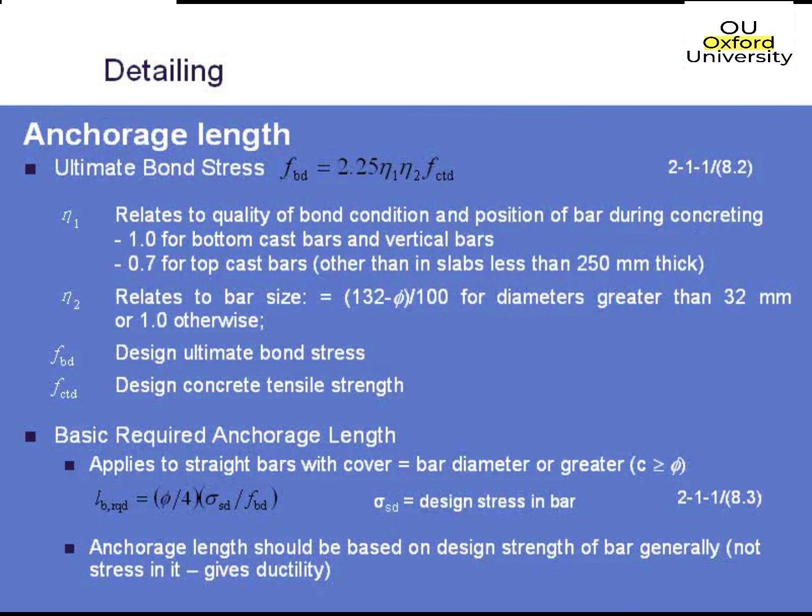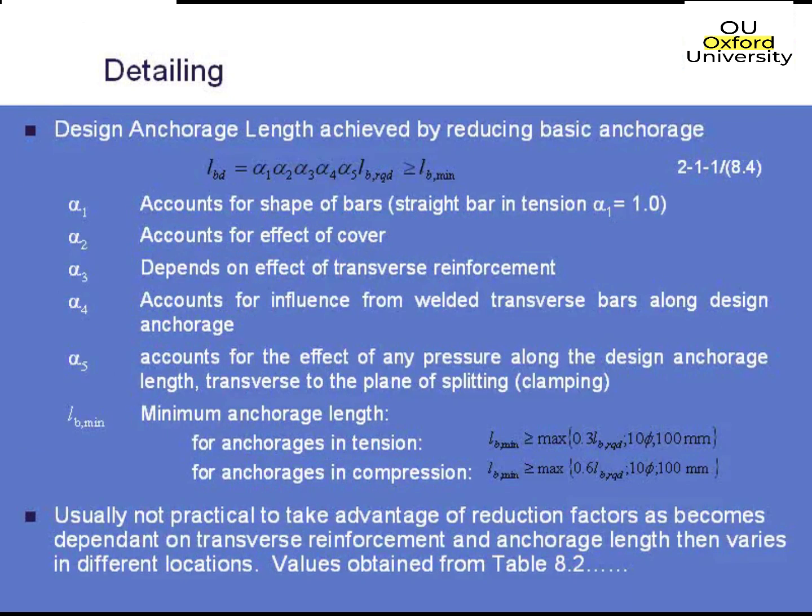So once you've got your basic anchorage length, we then have a whole bunch of alpha factors that we use to modify what this anchorage length is. And these alpha factors are numbered alpha 1 through to alpha 5 and are dependent on various different factors. I think probably the best way of illustrating what they are is on the next couple of slides, which are extracts from the codes.